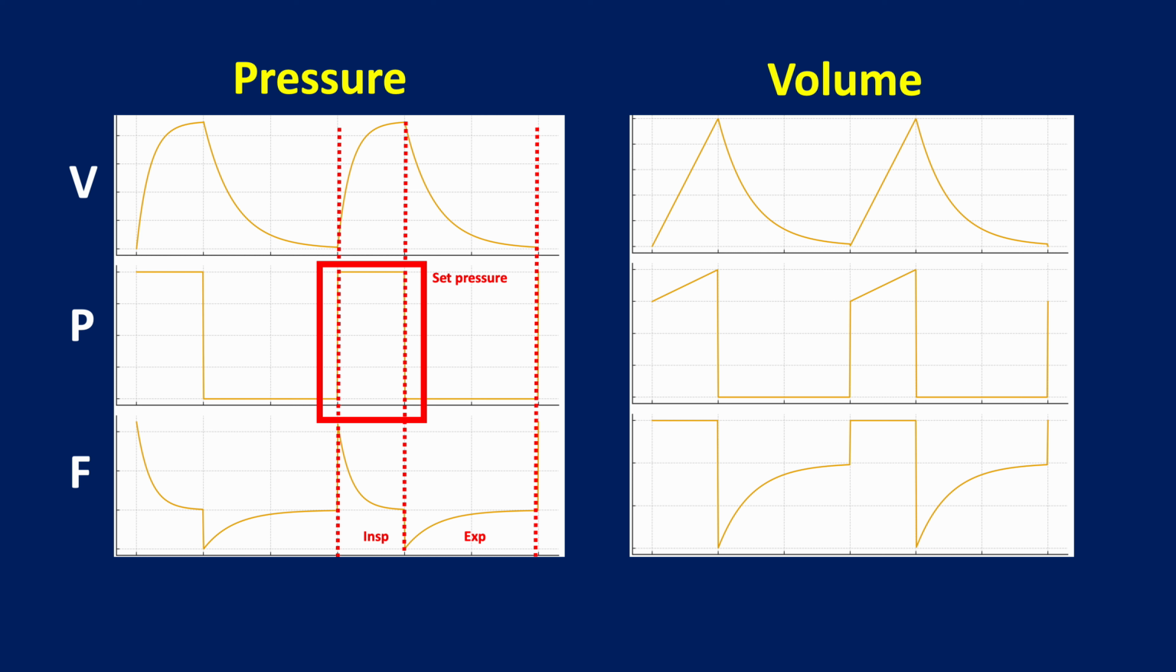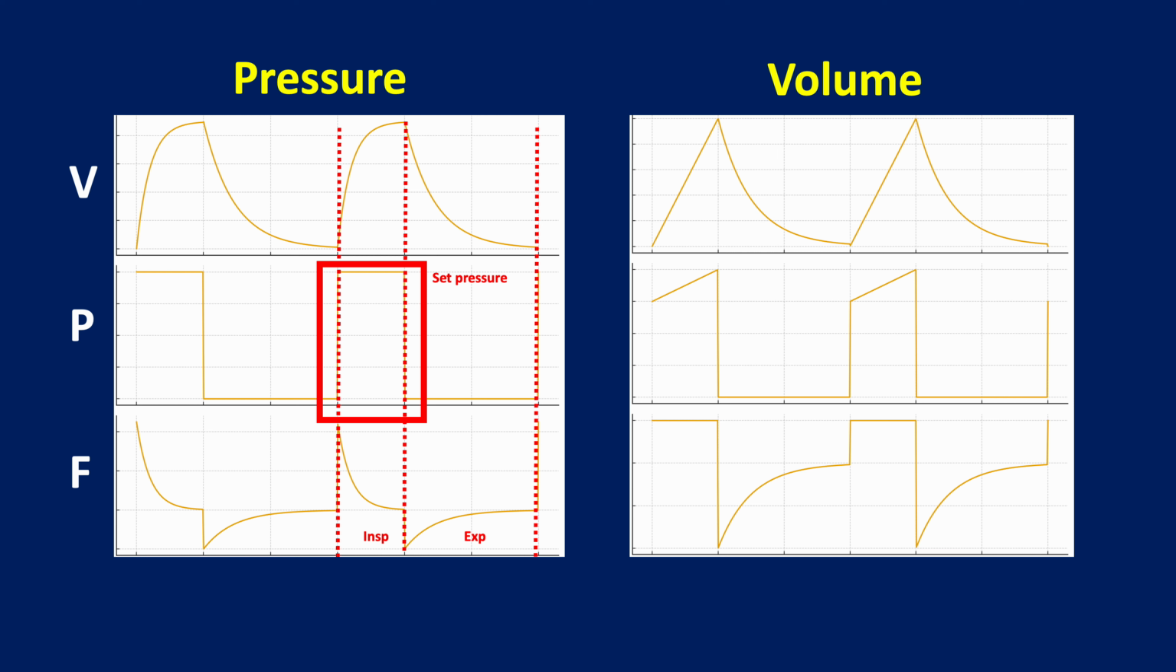On the y-axis we'll have pressure in centimetres of water, volume in mils and flow in litres per minute. The x-axis is time in seconds. The red dotted line denotes inspiration followed by expiration. So now let's start with pressure controlled ventilation.